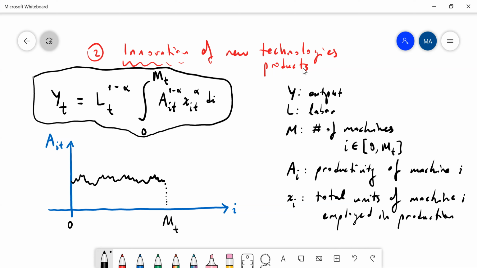Now, there is one type of innovation where the number of machines increases. And this is called horizontal innovation or product innovation.